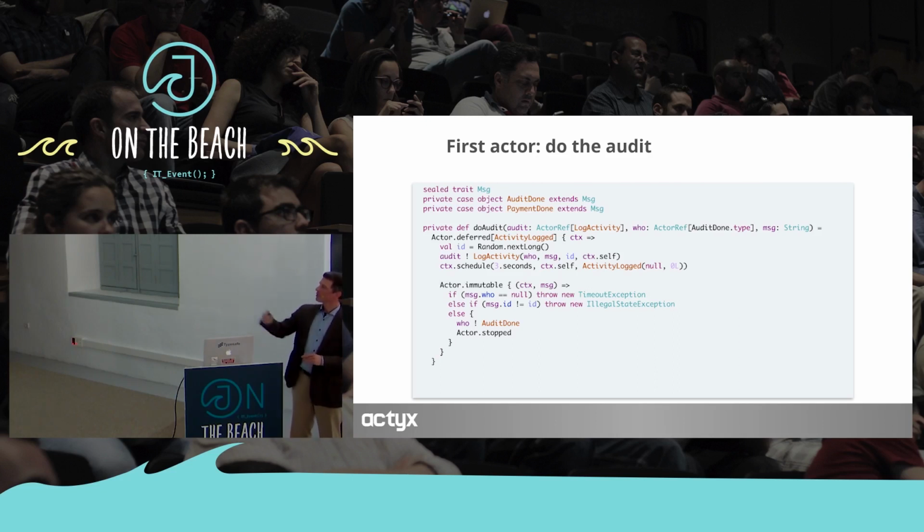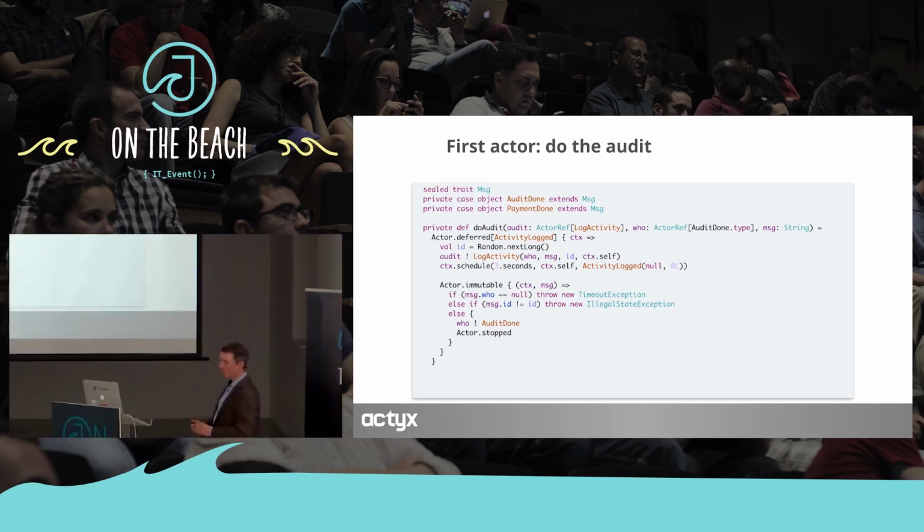So now we just schedule in 3 seconds to context.self, so to ourselves, an activity logged with this null in there to say, okay, this was not actually a successful confirmation, this was a timeout. Now, we install the immutable behavior that looks at this. So if message.who is null, it's a timeout. Otherwise, if the ID doesn't match, it's invalid. And otherwise, well, someone was interested in this.